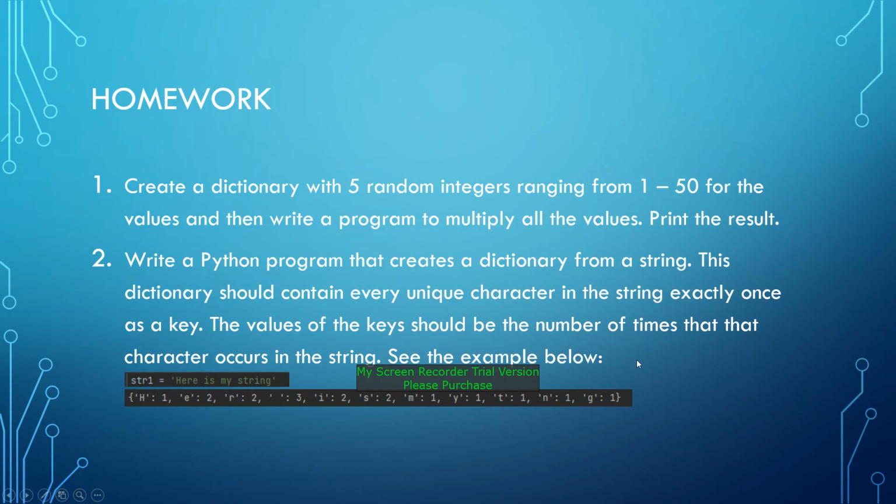Okay. So the second homework that I gave you was to write a Python program that creates a dictionary from a string. This dictionary should contain every unique character in the string, exactly once as a key. So I wanted you to input a string. So here's my string. And then for each character in the string, I wanted you to count how many times that character occurs. So for example, we have one capital letter H, we have two letter E's. So then it goes and says there's an E, and it counts how many E's there are. Then it looks for the amount of R's, the amount of white spaces, etc.